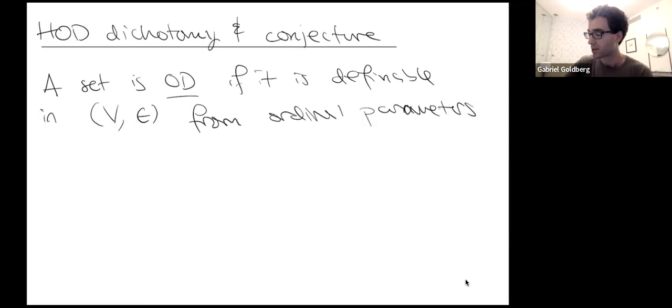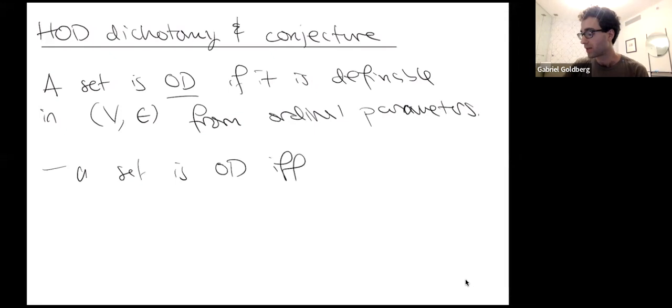So this concept is also due to Gödel. The interesting thing here is that ordinal definability is actually formalizable in a first order way. The point is, a set is OD if and only if it is definable from ordinal parameters.